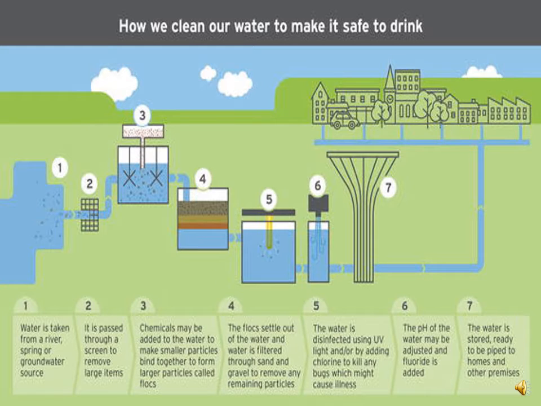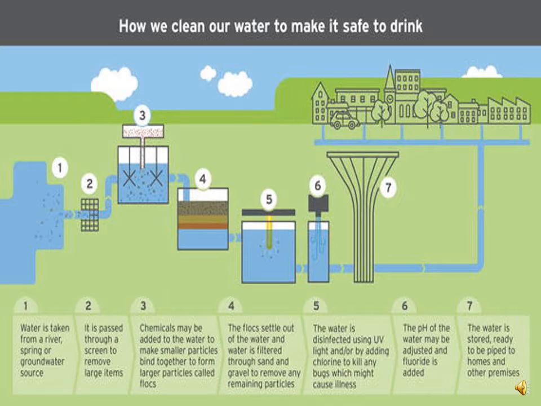These are the basic steps of the chlorination. In the first step, the water is taken from the source. In the second step is screening, in which the water is passed through the screen in order to remove the large items. In the third step, flocks are made by treating the water with a chemical, which converts the smaller particles into the larger particles, which are flocks. In the fourth step, the flocks are settled down and the water is filtered.